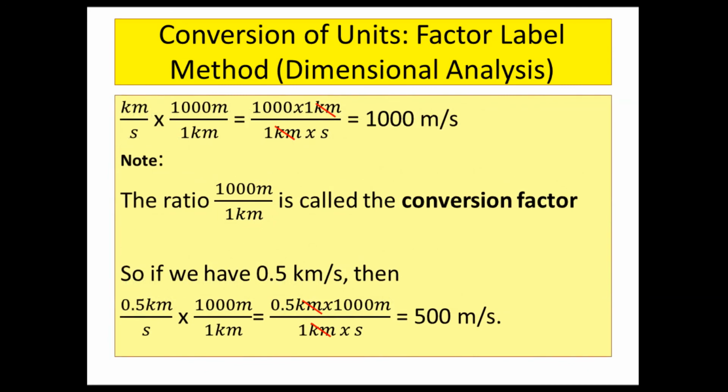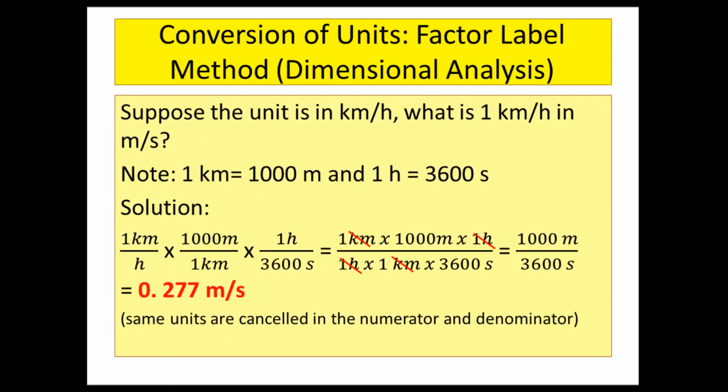The ratio 1,000 meters over 1 kilometer is called the conversion factor. So if we have 0.5 kilometer per second, then 0.5 kilometer per second times 1,000 meters over 1 kilometer, and cancelling same units, we have 500 meters per second. Suppose the unit is 1 kilometer per hour. What is this in meter per second?